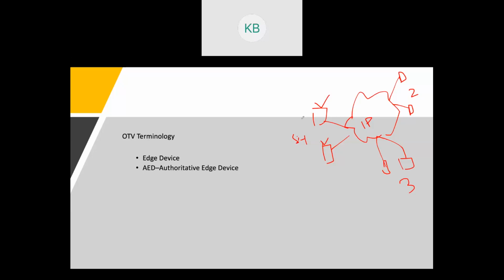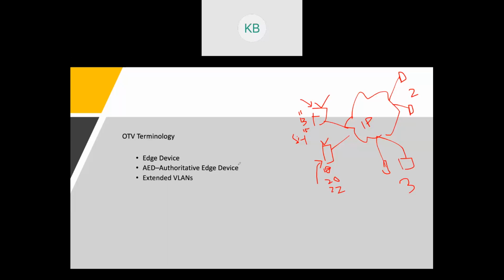In our example, let's say all the odd VLANs are hashed, so this particular edge device is going to be the authoritative edge device for all the odd VLANs: 11, 13, 15, like that. And all the even VLANs are forwarded by this edge node here. Let's say this is 18, 20, 22. So for all these odd VLANs, this guy is the authoritative edge device. And for all the even VLANs, this node here is the authoritative edge device.